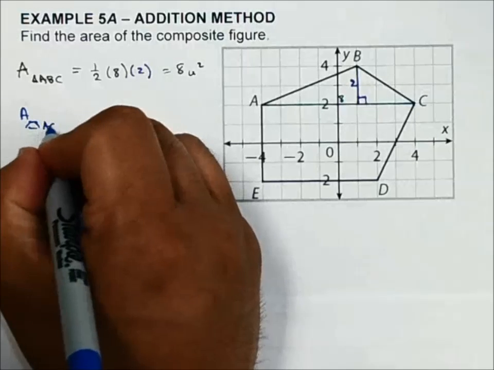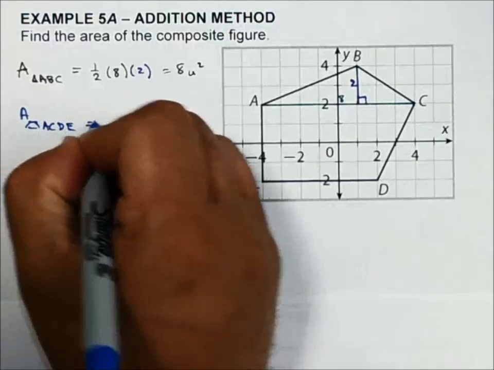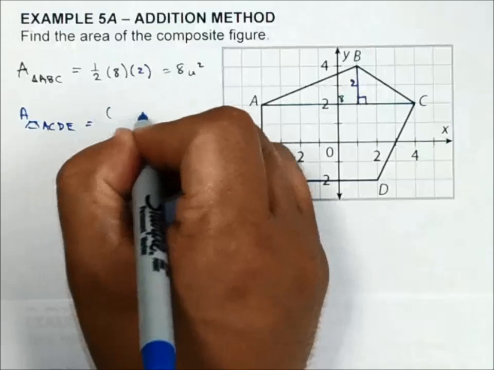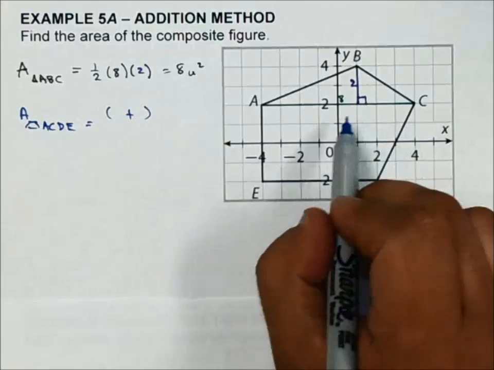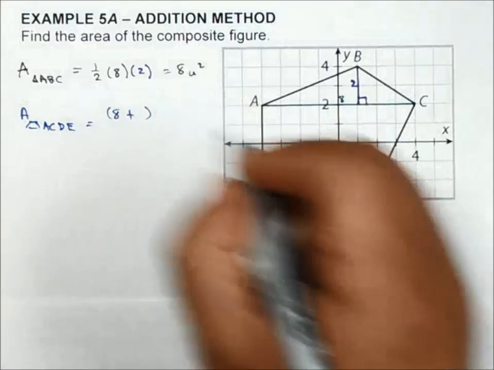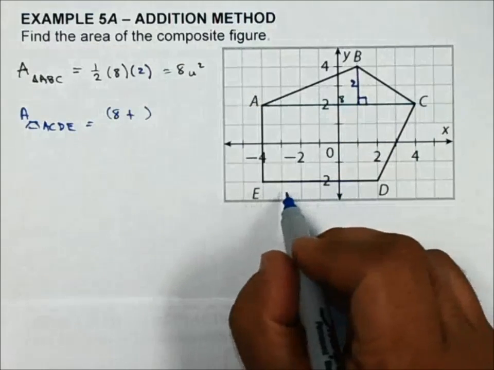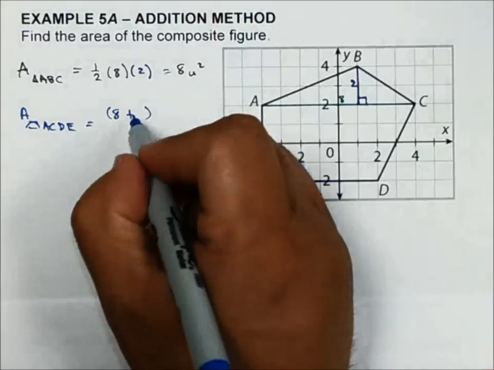I'm going to call it ACDE. Remember that that is going to be the sum of the bases. So I know this base is 8, and I can count this base down here at the bottom. That's going to give me 6.